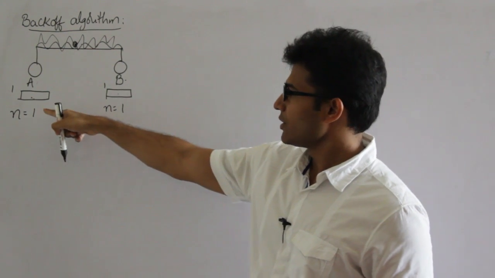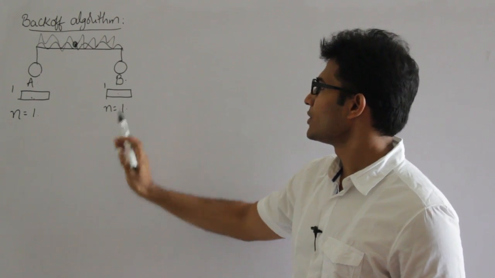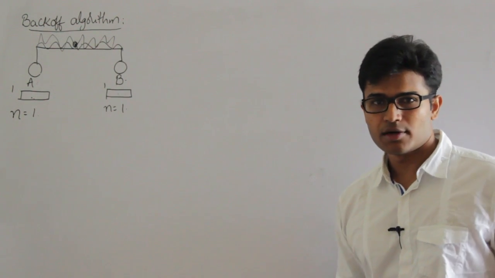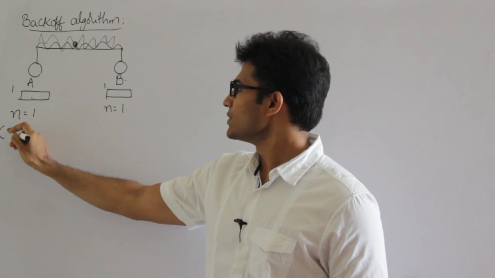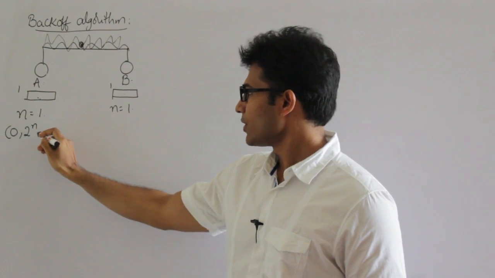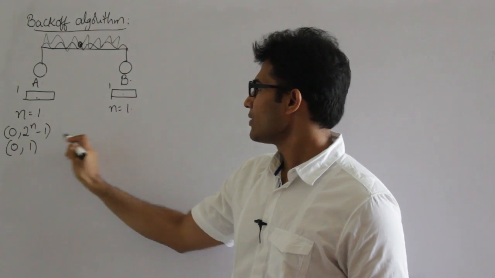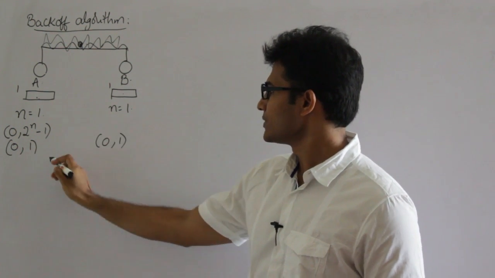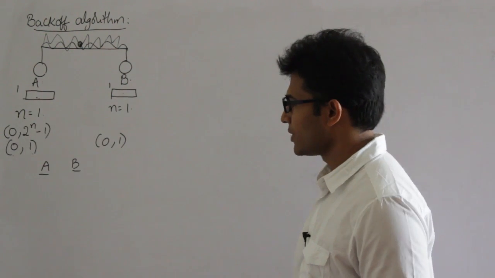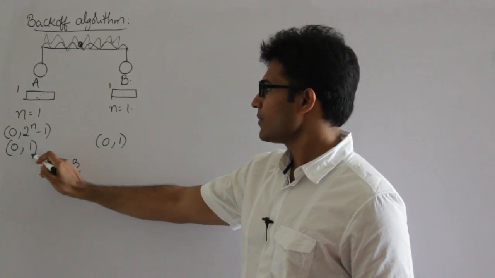See, this collision number is according to the data packet, not according to the host, which means the collision number here is 1 and the collision number here is 1. Then this algorithm says that both hosts A and B should randomly choose a number between 0 to 2 power n minus 1. What is 2 power n minus 1? It is 2 power 1 minus 1, right? So the range here is 0, 1, and the range here is 0, 1, which means A and B should choose randomly from this range. This range has to be generated, 0 to 2 power n minus 1, and then both A and B have to select a random number from this range.